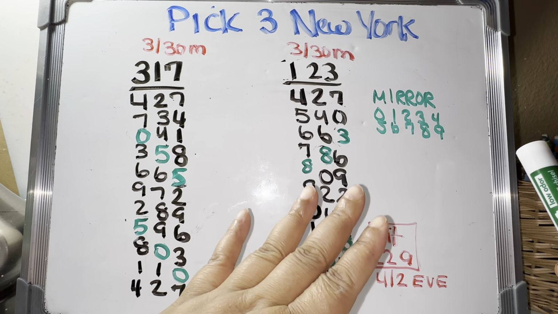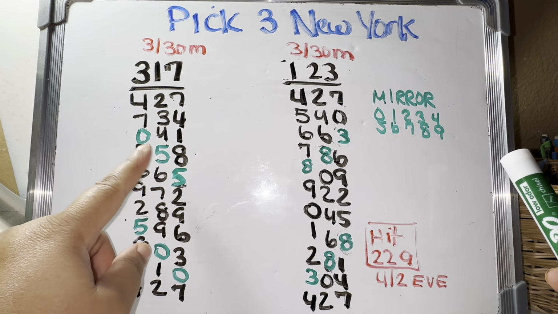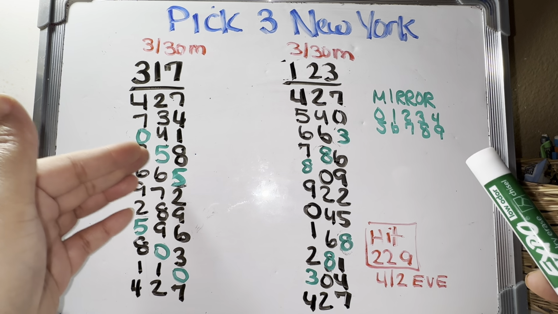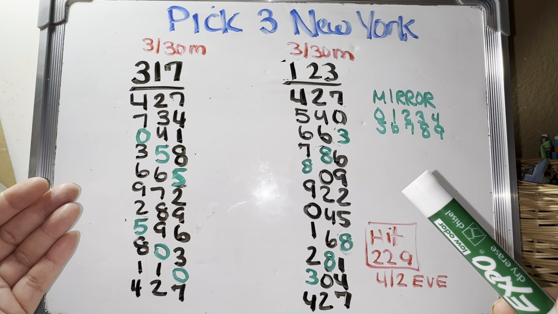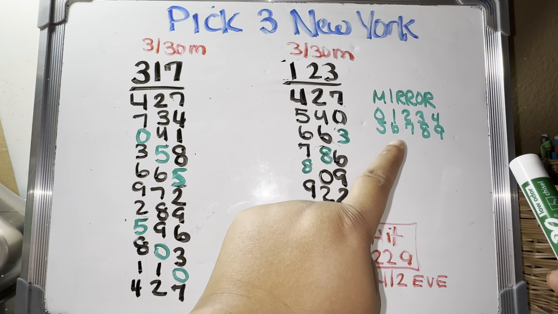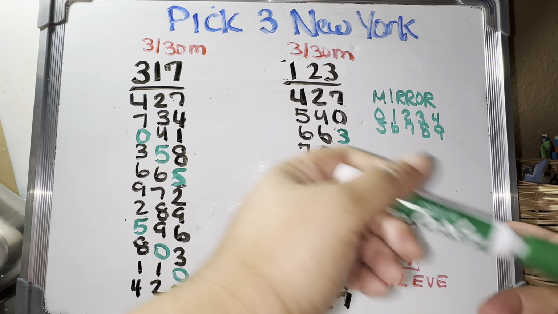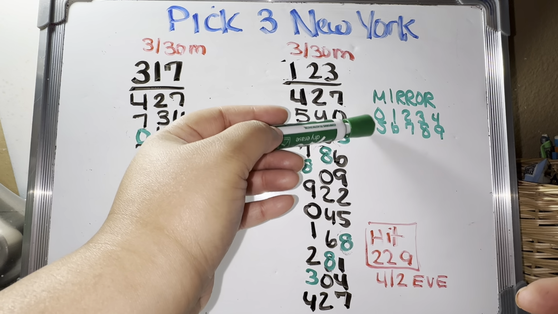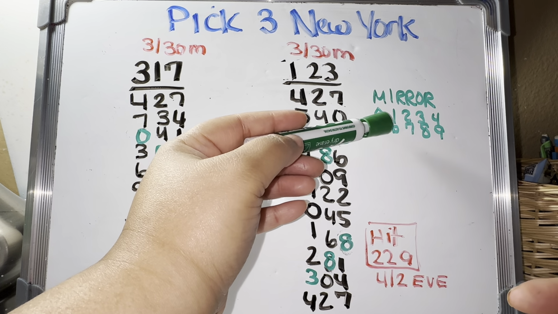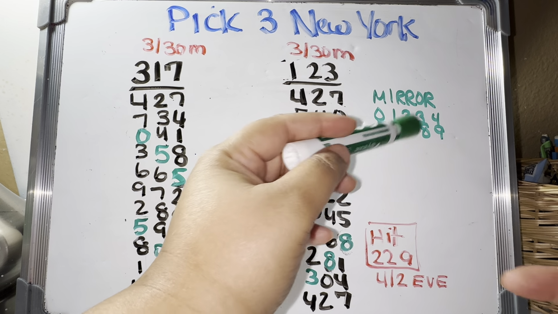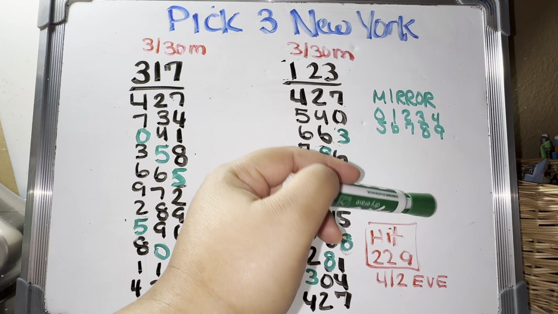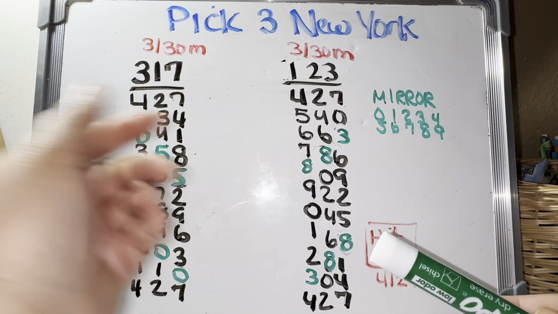First of all, let's talk about mirrors. 0 and 5, for instance, are mirror numbers. They're not the same number, but they're opposite of each other. So make sure you jot down the mirror chart. When I say mirror numbers, 0 could be a 5, 5 could be a 0, 1 could be a 6, 6 could be a 1, 2 could be a 7, 7 could be a 2, 3 could be an 8, 8 could be a 3, 4 could be a 9, and a 9 could be a 4.